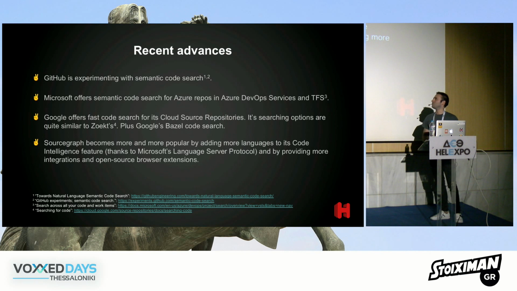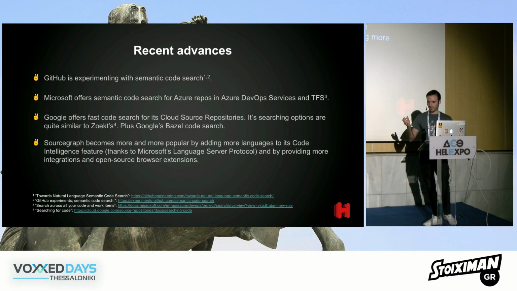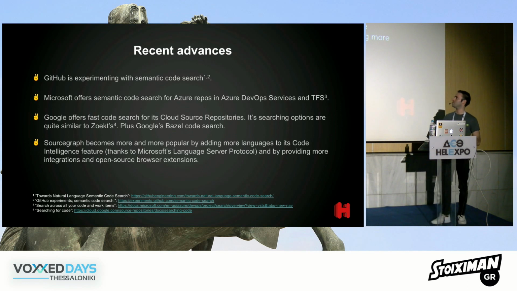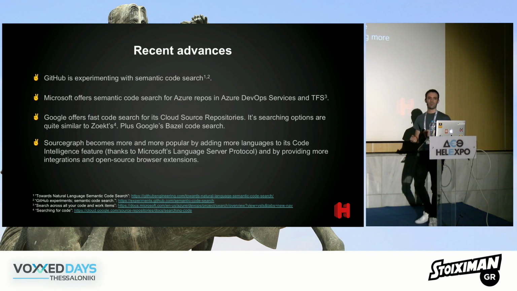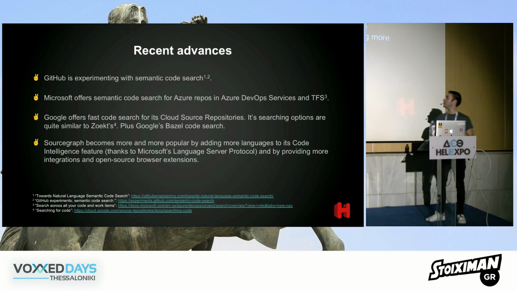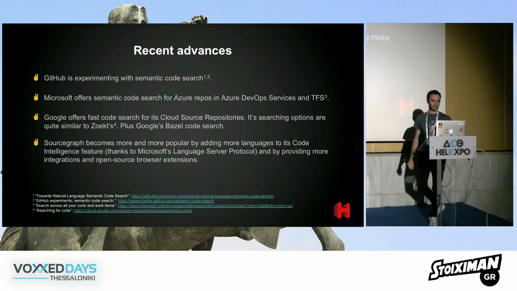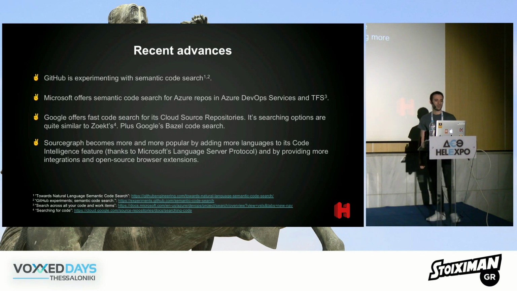Since last year, I would say it was hard to convince companies, even big companies, to invest in this aspect of software development. But this year, we have had a lot of different advances. The first one comes from GitHub, who are experimenting with semantic code search. And now that GitHub has been acquired by Microsoft, we expect more from them. On a side note, Microsoft offers semantic code searching for the Azure repositories. So if you're using DevOps services or TFS, you have that.